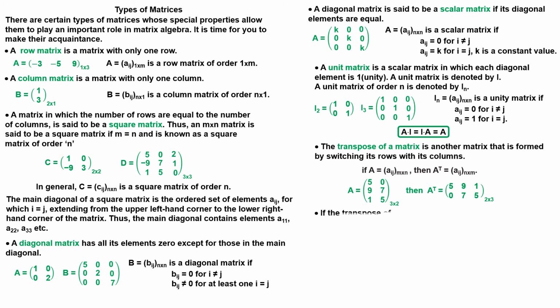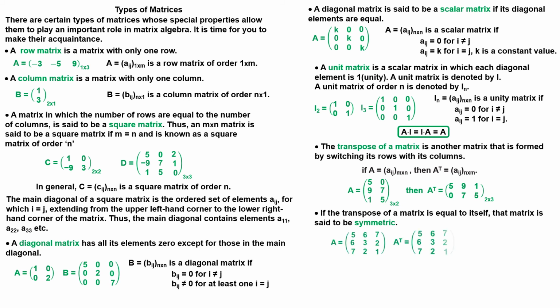If the transpose of a matrix is equal to itself, that matrix is said to be symmetric. Look at the example. Matrix A is a symmetric matrix. Pay attention to the main diagonal and you will notice the symmetry. In general, we write the symmetric matrix as follows.